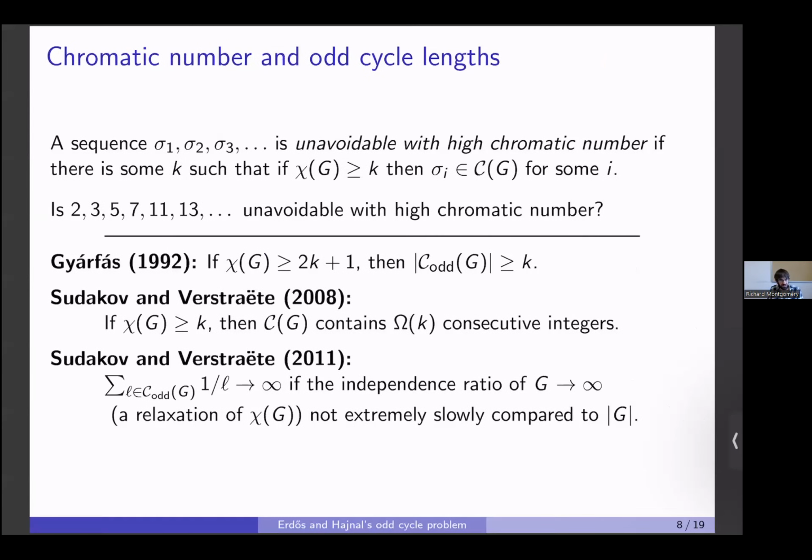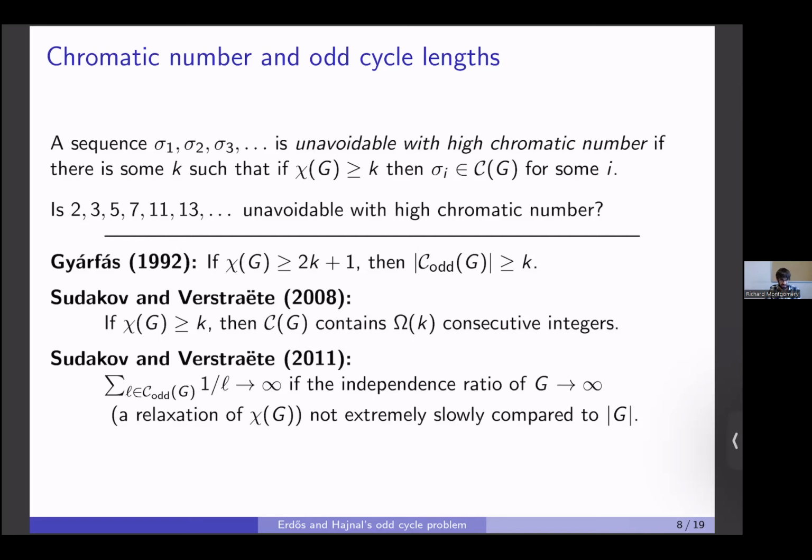And maybe slightly less known about this: Erdős and Hajnal in 1992 proved that at least we can get lots of different odd cycle lengths. More specifically, if the chromatic number is at least 2k plus 1, then we get at least k different odd cycle lengths in the graph. And then again, Sudakov and Verstraëte proved that, again, you can actually find consecutive integers, which is a really nice thing. So if the chromatic number of a graph is at least k, then it must contain at least a linear number of k consecutive integers.